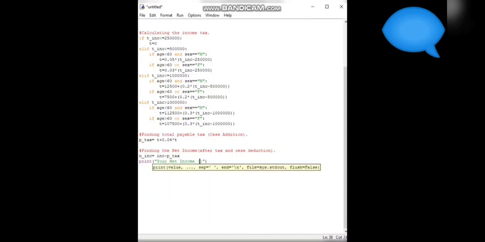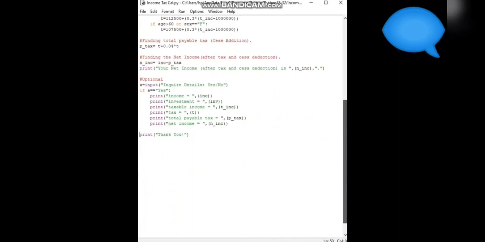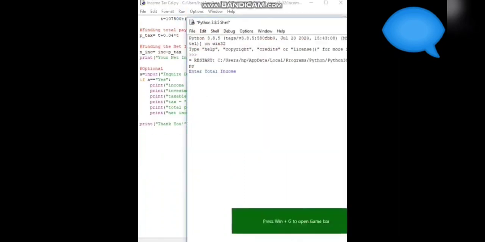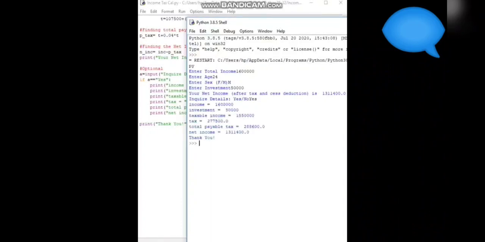So we'll print your net income after tax and cess deduction is net income. Now I have added an optional step over here for extra details about the process. Taking the input, and there we got the net income and the details. That was all for this video.